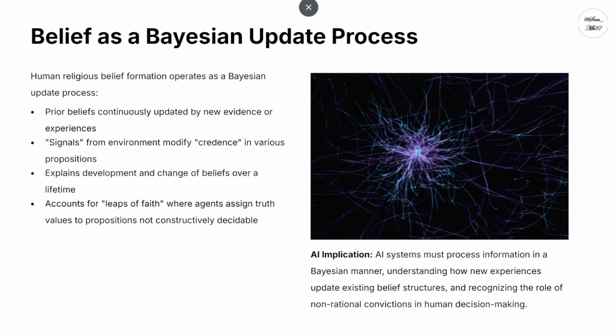In terms of belief, religious belief formation can be modeled as a Bayesian update process. That means humans start with prior beliefs formed by culture, upbringing, or early experiences, and then continuously revise those beliefs as new evidence or experiences come in. We receive signals from our environment, personal experiences, social interaction, even dreams or moments of insight. And these influence how much credence we assign to different religious or metaphysical propositions. Over time, these updates shape the arc of a person's faith journey, why some beliefs grow stronger while others fade.